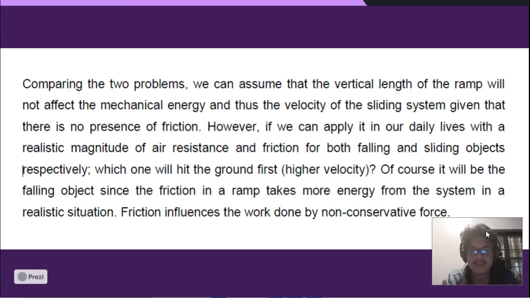Kasi nga there is little or less air resistance than the friction. Okay? Ngayon, of course, it will be the falling object since the frictional ramp takes more energy from the system in a realistic situation. Yun yung sinabi ko. Friction influences the work done by non-conservative force. Ito, ibig sabihin ng work done by non-conservative force, these are, you cannot conserve it. Okay? Or, pag once na kinuha niya na ito, it's harder to transfer it again into mechanical energy.